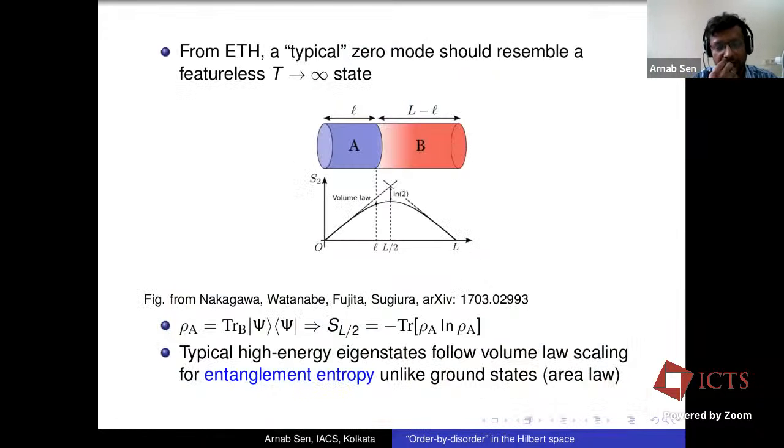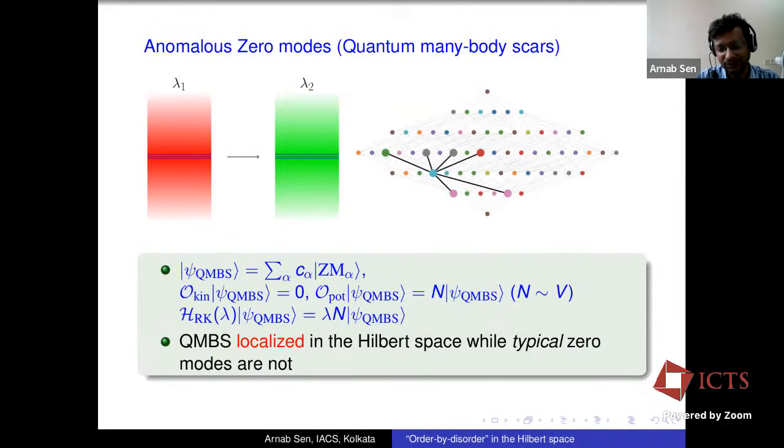Now, because your theory has an E to minus E symmetry, these zero modes should resemble infinite temperature states, because they are exact mid-spectrum states. So from the eigenstate thermalization hypothesis, a typical zero mode should resemble a featureless infinite temperature state. But it turns out that these anomalous zero modes are very peculiar. Why are they peculiar? Let me give you a very short derivation of why they are peculiar and must violate the eigenstate thermalization hypothesis.